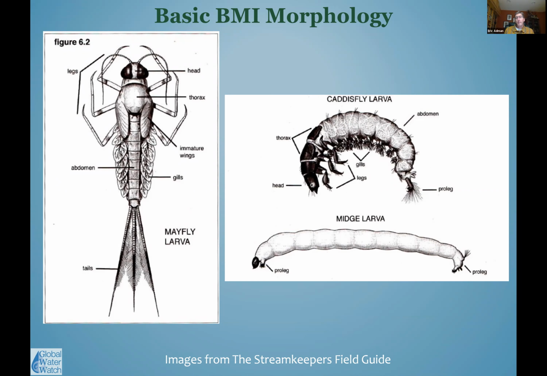Now, a caddisfly looks a little bit different. It's an insect as well, but you can see the shape is different. You might think that it has lots and lots of legs, but those are actually gills on the underside of that body. And then a midge doesn't even really have legs that you can see very well. But you'll also see some characteristic movements of these creatures that'll help you identify what they are.